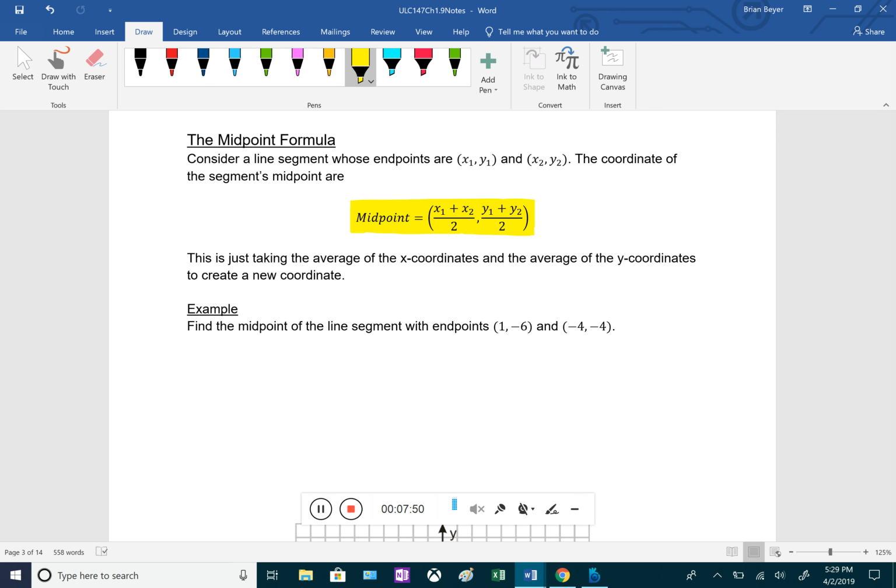The x coordinate is x1 plus x2 divided by 2. So it's the x coordinates added up divided by 2. And the new y coordinate for the midpoint is y1 plus y2 divided by 2. And that's the y coordinates added up divided by 2. So all of this is essentially just the average of the x coordinates for the new x coordinate and the average of the y coordinates for the new y coordinate.